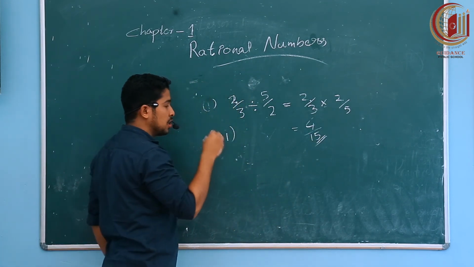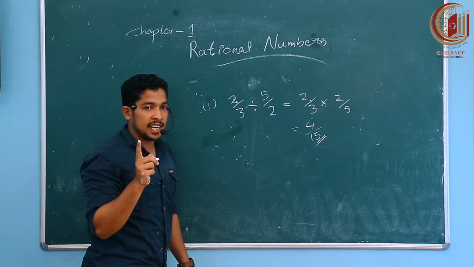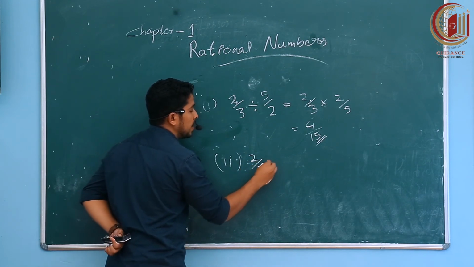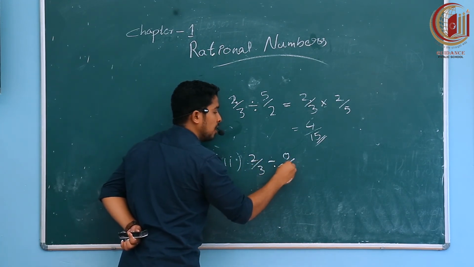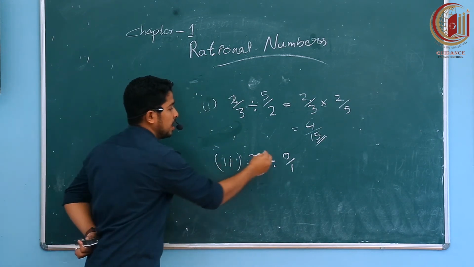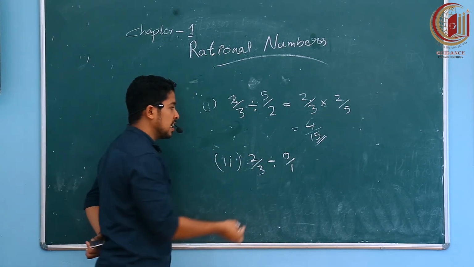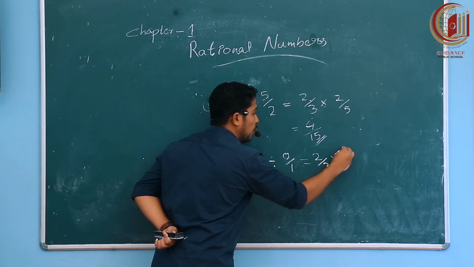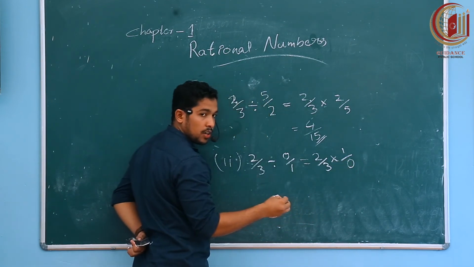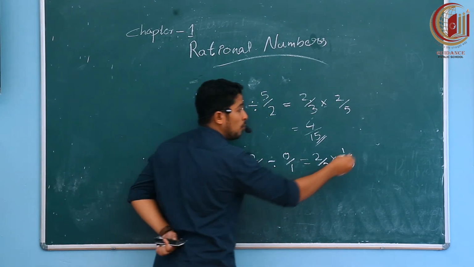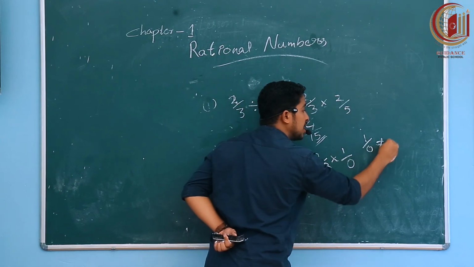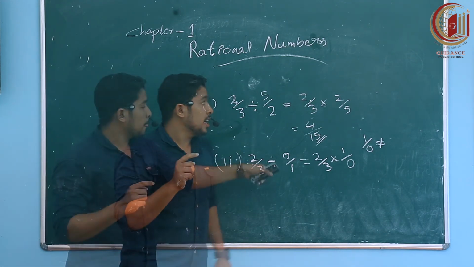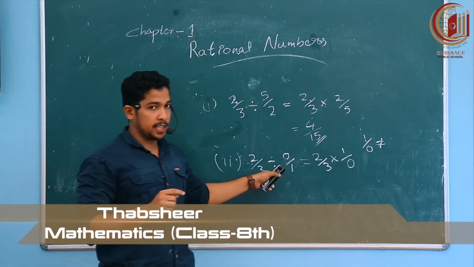But in the case of 0, we know 0 is a rational number. Then in the case of 0, 2 by 3 divided by 0 by 1. How can we solve it? By multiplying by the reciprocal, 2 by 3 into 1 by 0. 1 by 0 is not defined. In the case of division only, the closure property will not be satisfied.